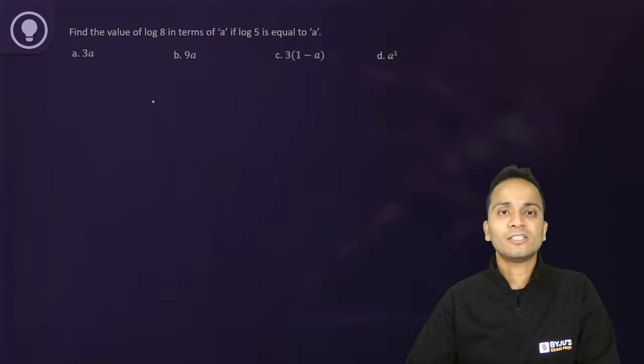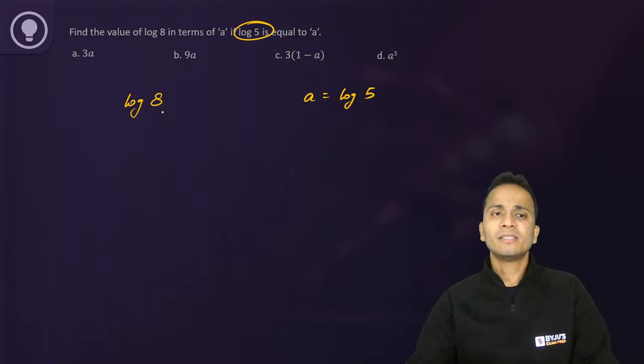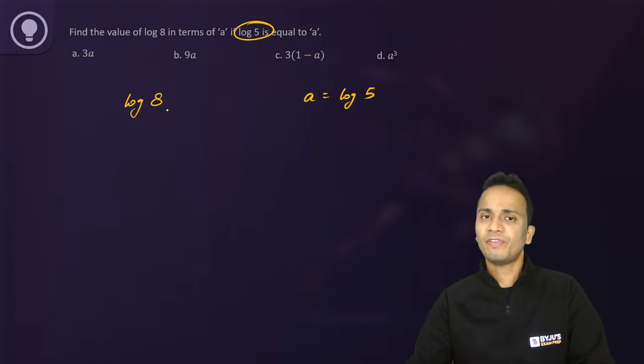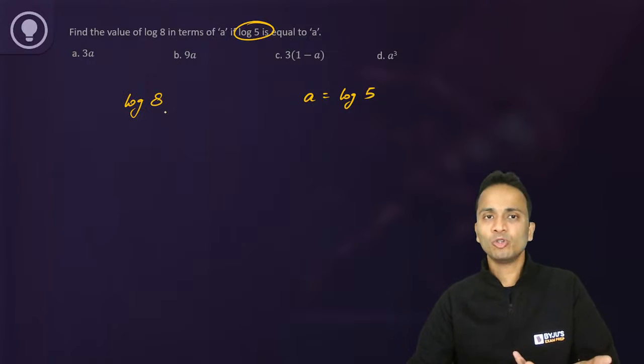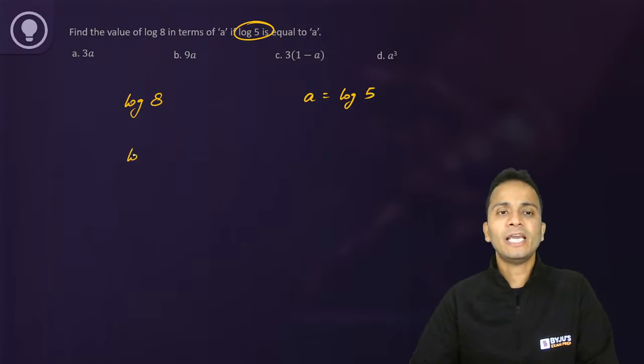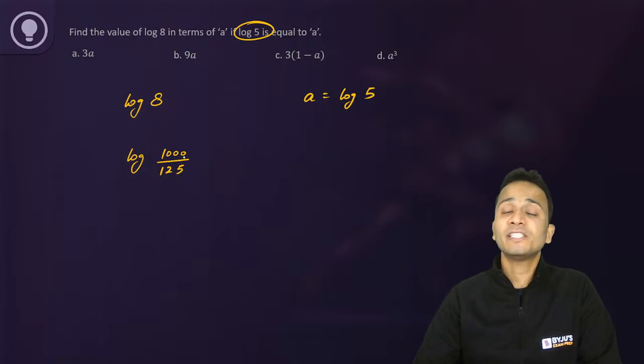Chaliye, let's start solving this one. Now we have to find out the value of log 8 given the value of log 5 as a. So now what you have to do is convert and write 8 in terms of 5, all right, or in terms of 10. Log 10 is 1, so हम वो चीज use कर सकते हैं. So I can write 8 as 1000 divided by 125. 1000 divided by 125 is equal to 8.